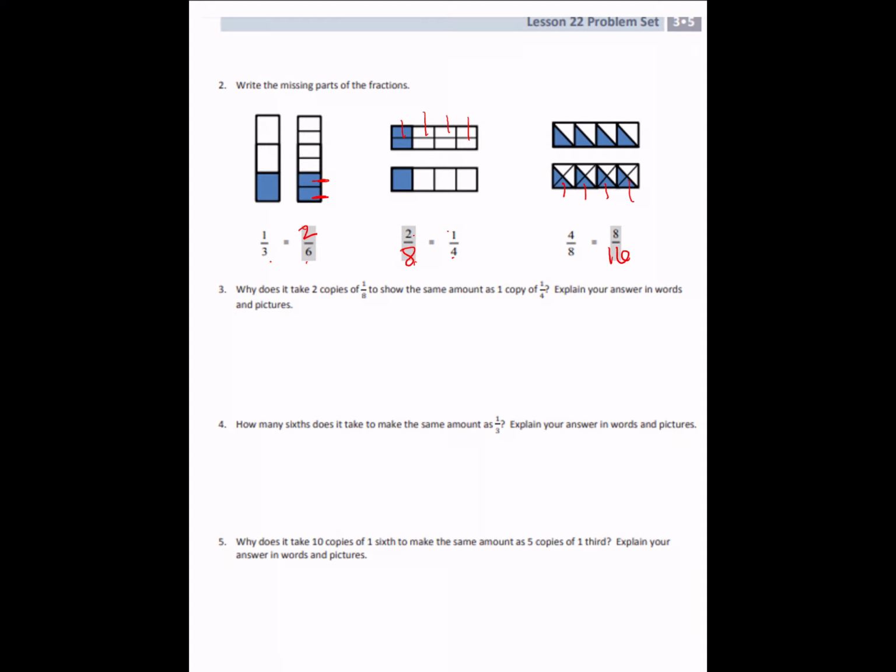Why does it take 2 copies of 1/8 to show the same amount as 1 copy of 1 fourth? Explain your answer in words and pictures. So why does it take 2 copies of 1/8 to show the same amount as 1 copy of 1 fourth?